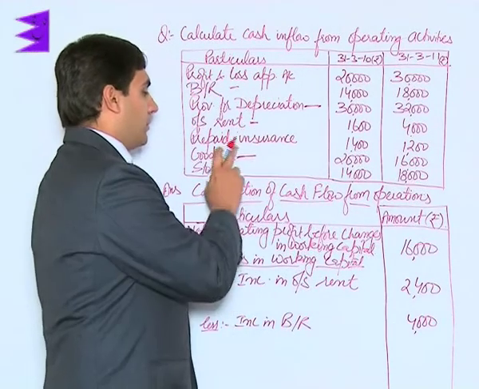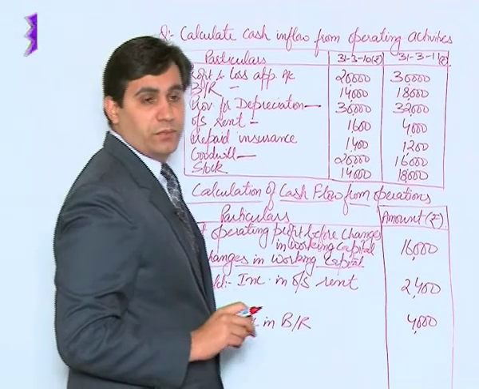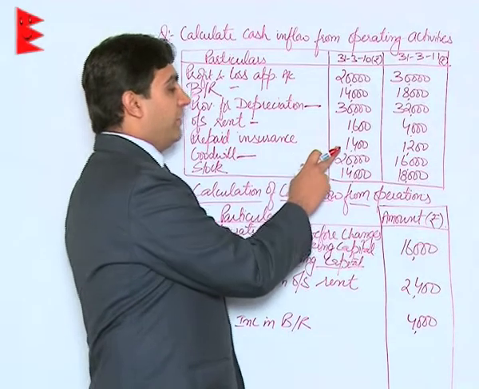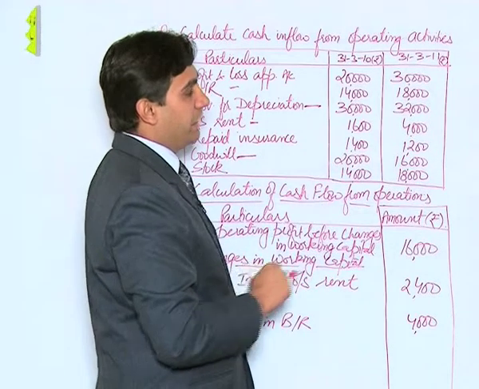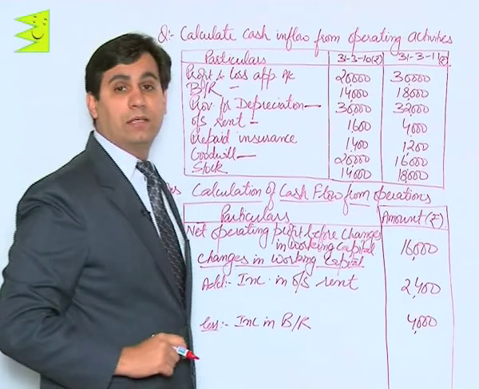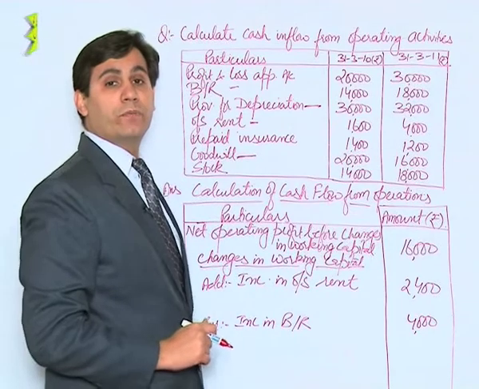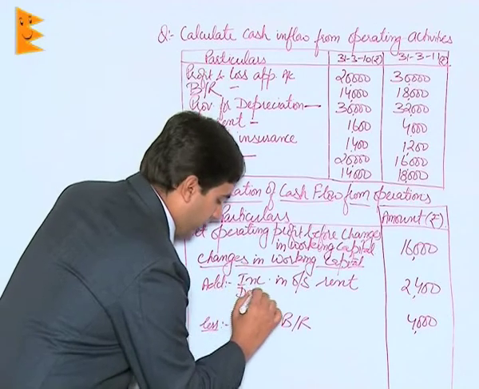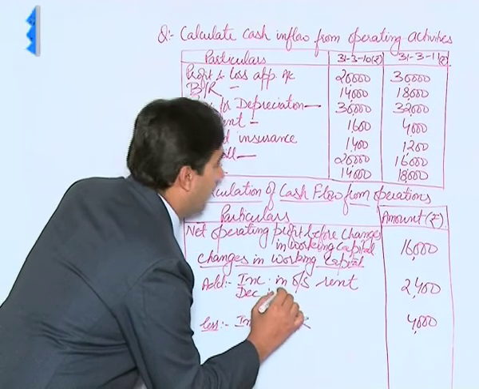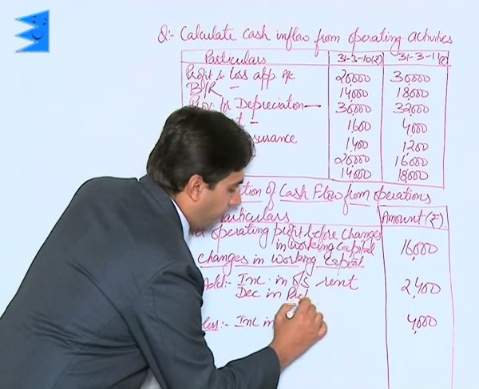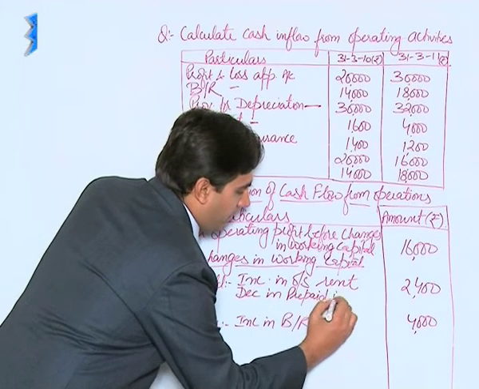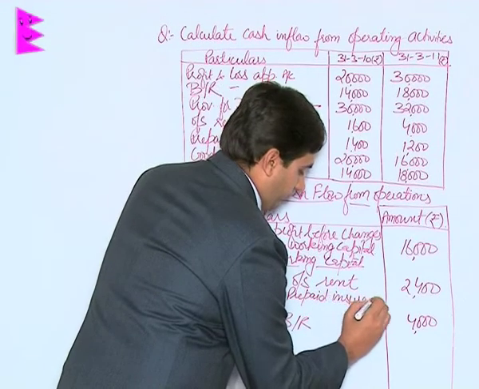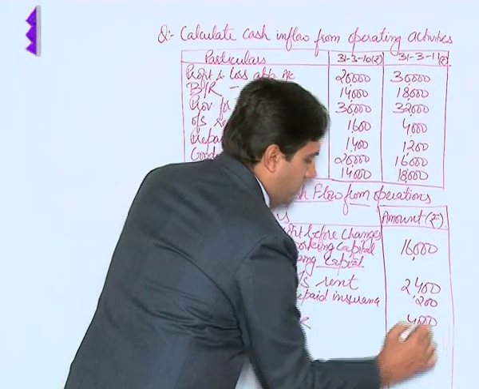Now students, coming to prepaid insurance. Prepaid insurance is an asset. The previous year amount was 1400 and the current year value is 1200. That means there is a decrease of rupees 200. Any decrease in the value of current asset should be added. So decrease in prepaid insurance is being added here.